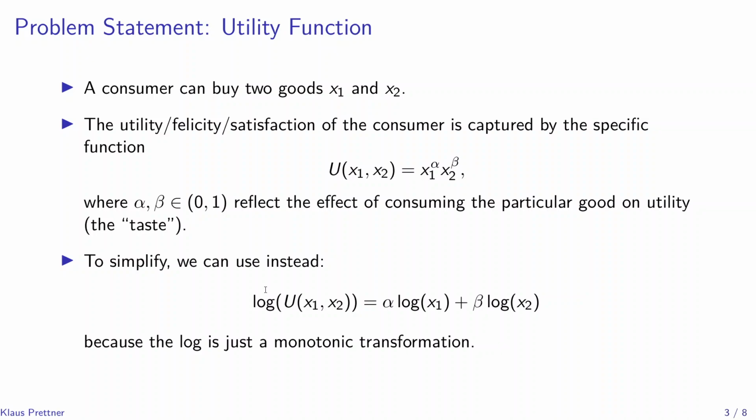To simplify things a bit later on in the utility maximization problem, we can use the logarithm of this function instead of the function directly, because the logarithm is just a monotonic transformation, so we do not really change any maxima or minima by that. So if we take the logarithm, things become additive. We have alpha times the logarithm of x1 as the first component, plus beta times the logarithm of x2 as the second component. So the utility function would then be logarithmic, but still concave in the consumption of both goods. If we increase the amount of consumption of good 1, then utility increases, but at a diminishing rate because we have the logarithm, and the same holds true for consumption of good 2.